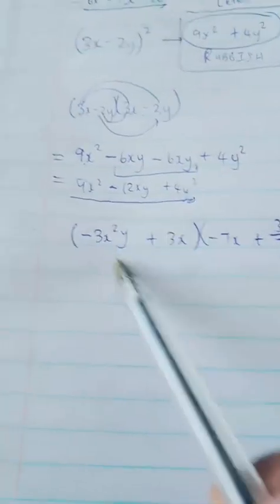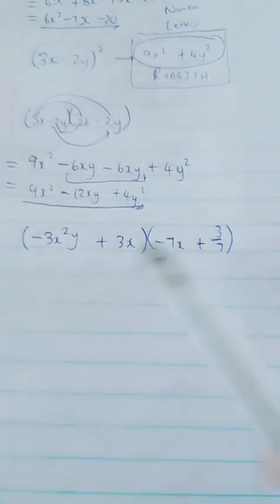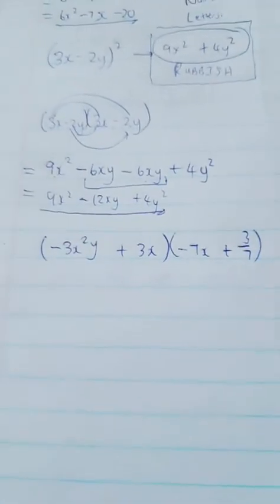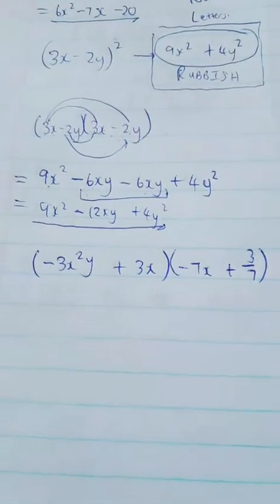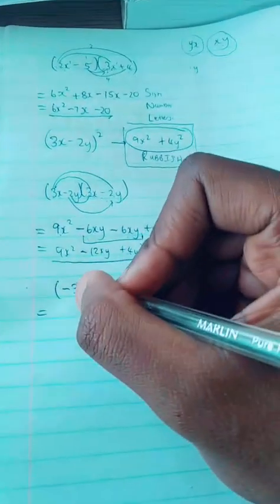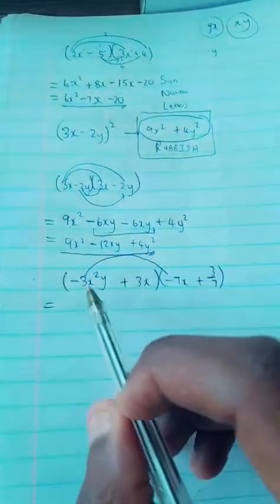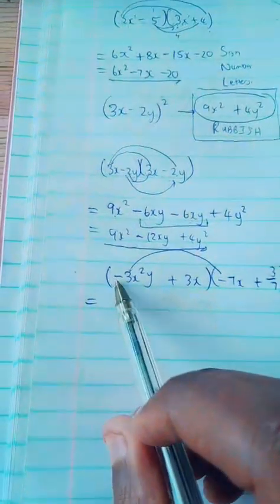So this is still a binomial. This is also a binomial. Two terms in each bracket, right? You can see inside this bracket, there's no like terms. Inside this bracket, there is no like terms. So let's go. We apply FOIL again. Okay, this by that. Let's go.